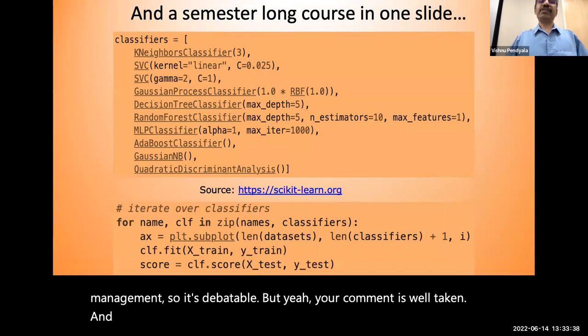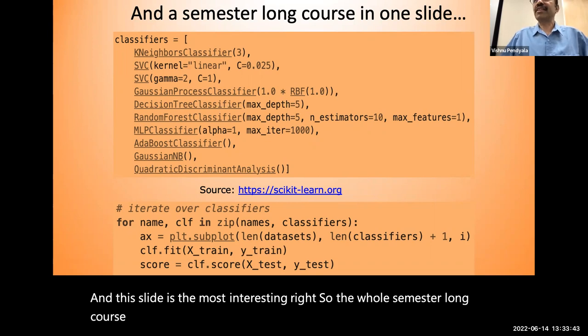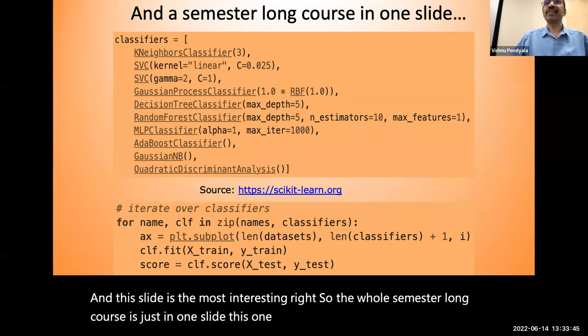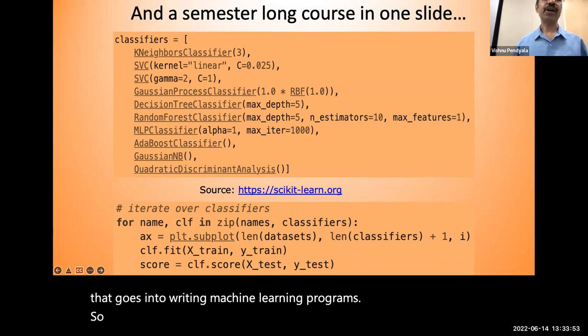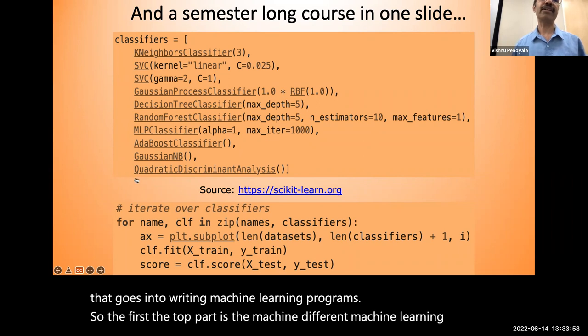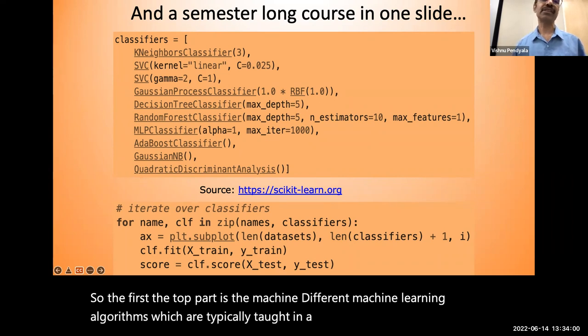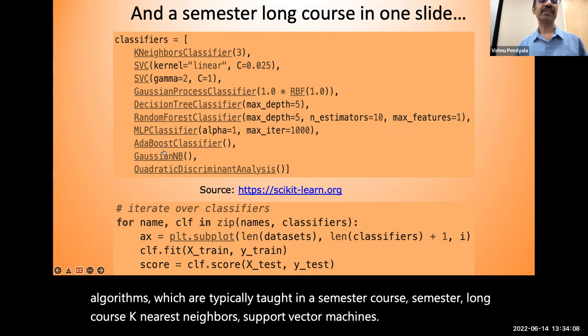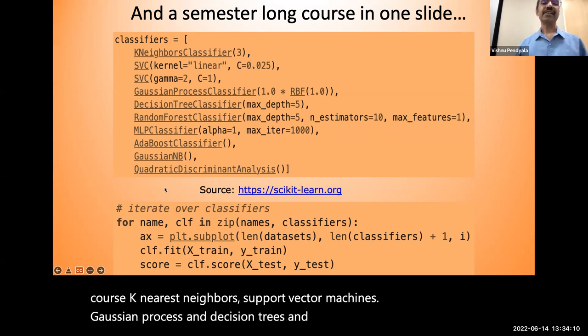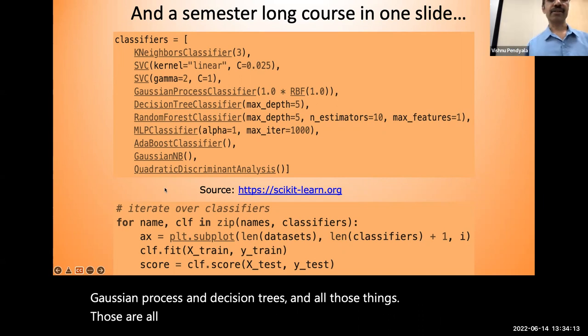And this slide is the most interesting, right? The whole semester-long course is just in this one slide. You can see the amount of code that goes into writing machine learning programs. The top part is the different machine learning algorithms which are typically taught in a semester-long course: K nearest neighbors, support vector machines, Gaussian process, decision trees and all those things. Those are all different machine learning algorithms.